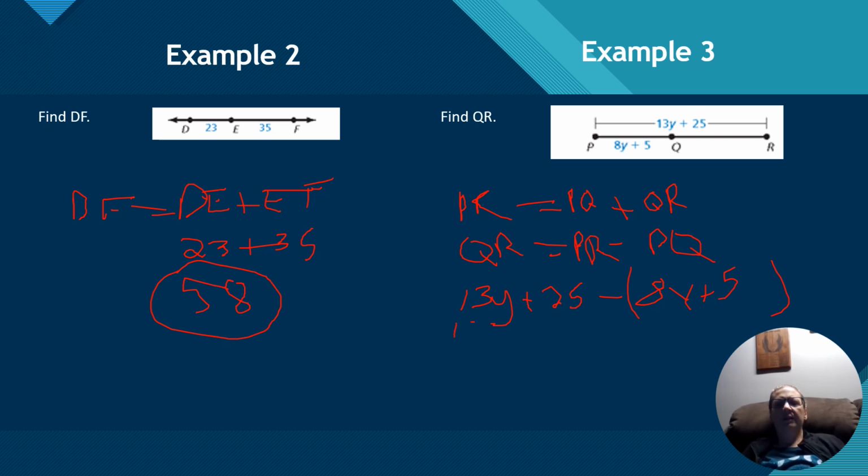So I have 13y plus 25 minus 8y minus 5, distributing that negative through. Now I need to combine like terms. 13 minus 8 is 5y, and then 25 minus 5 is 20. So the length of QR is 5y plus 20.